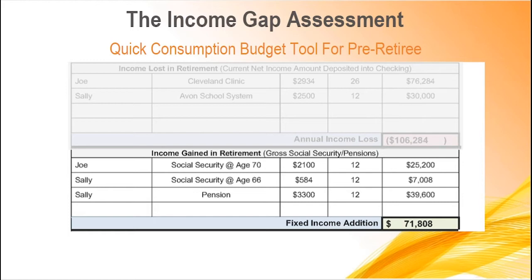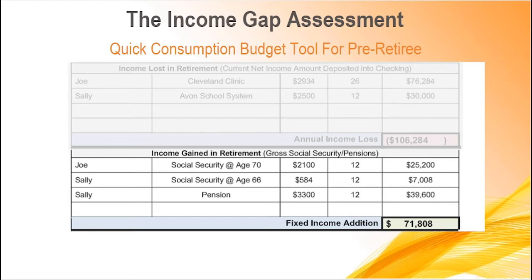$25,200. Now, Sally's Social Security is going to start right away at full retirement age when she retires. They're also planning on retiring at age 66. In this case, they're both age 66. She's going to get $584. That's going to get paid monthly. So about $7,000 in Social Security benefit for her. Now, these numbers in this case are plugged in as gross numbers because not all Social Security is taxable. And I'm going to share with you how you adjust for taxes in just a moment.